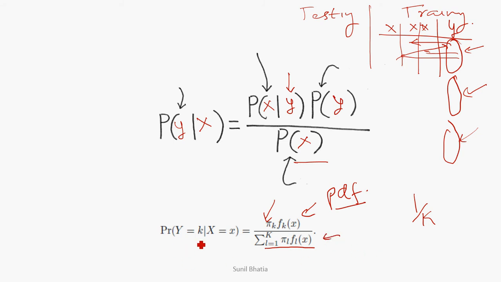So this will give, for the testing side, where we have the values of x, the prediction of the values of y. So we'll get the probabilities of y using this Bayes theorem, where we already have the training data and we already have these values.